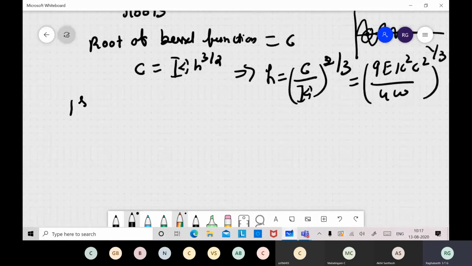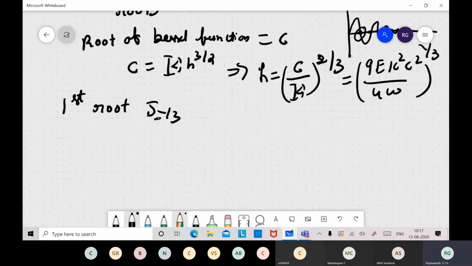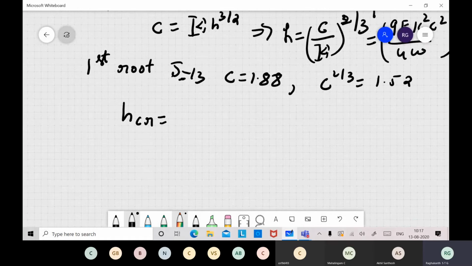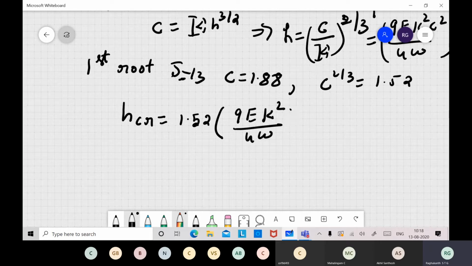Now for the Bessel function, the first root is generally for j of minus 1 by 3. For this function, the first root turns out to be around 1.88, which means c to the power of 2 by 3 is 1.52. So the critical height of your column is 1.52 times, substituting, 9e k square, where k is the radius of gyration, divided by 4w, whole to the power of 1 by 3. This is the critical height.